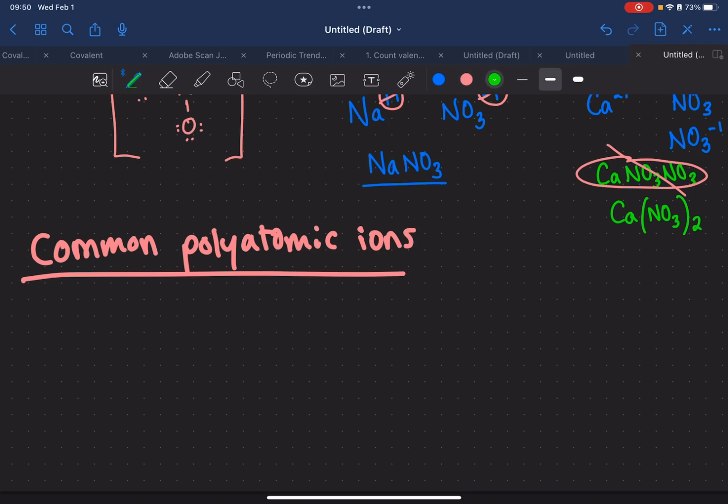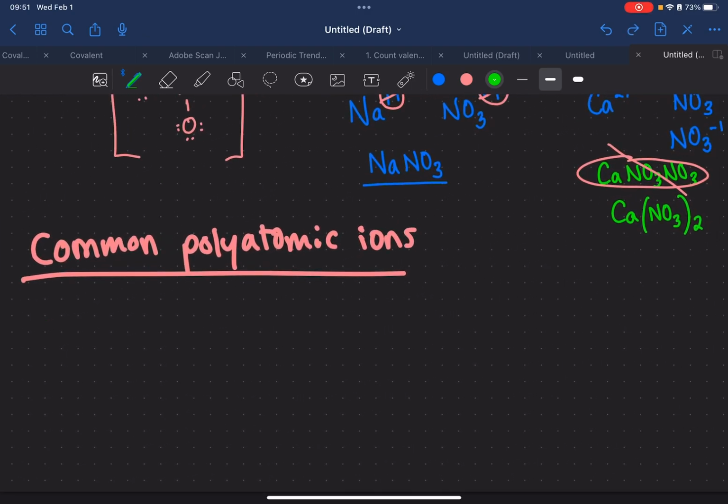I'm never going to ask you to memorize these polyatomic ions, but I do need you to have these in your notes, so that way you can work with them in the practice problems. On the test, I'll literally give you a list of polyatomic ions and their charges, so that you don't have to memorize any of that. But let's write them down now, so we can start to get familiar with them.